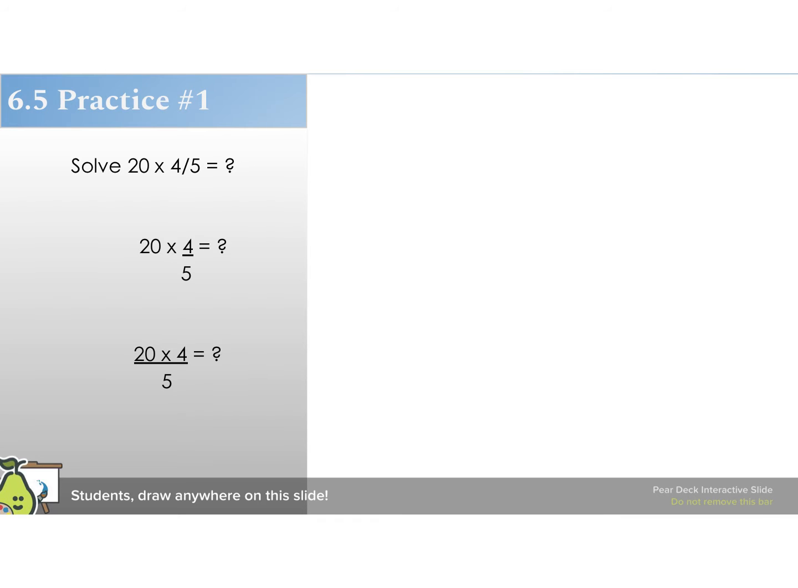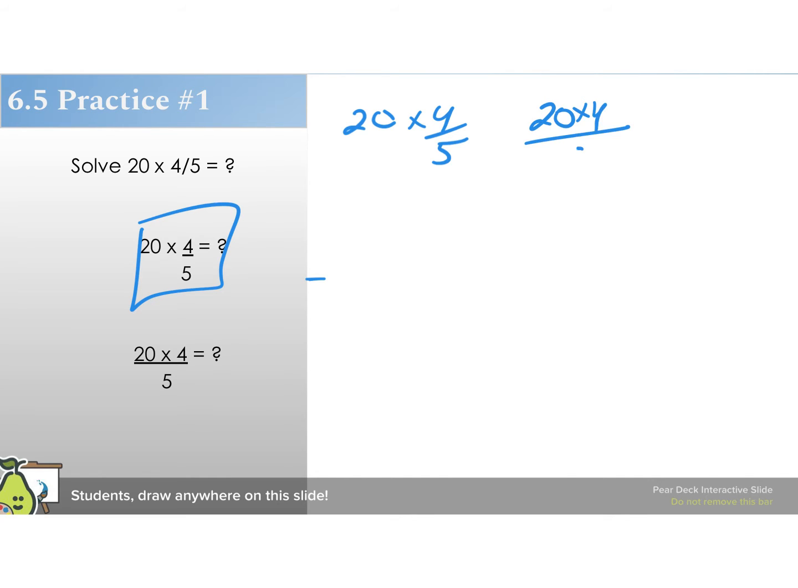All right, these practice questions shouldn't take all that long. We have 20 times 4/5. So first I'm going to write it like this, 20 times 4/5. Then I'm going to recognize that this is 20 times 4 over 5, or 80 over 5.